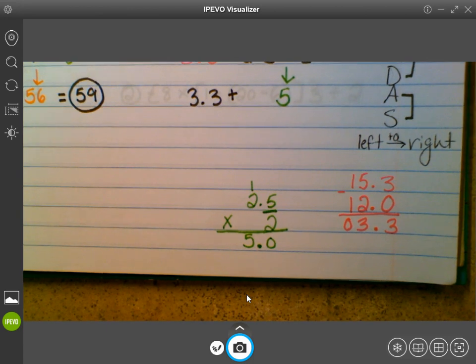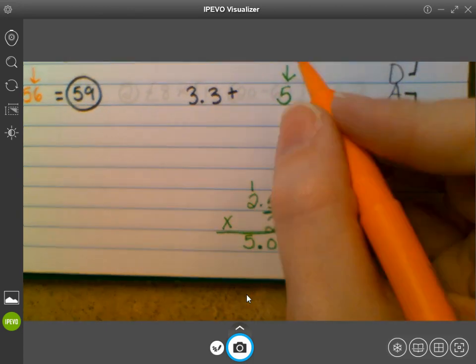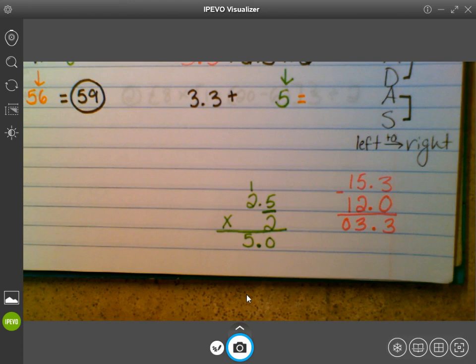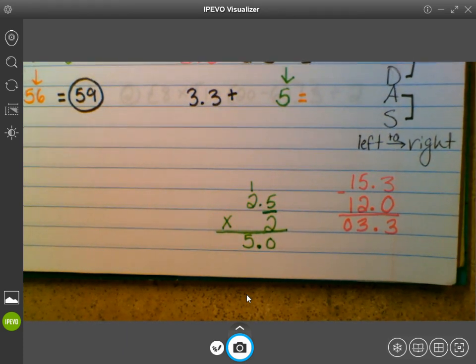Raise your hand if you can tell me what 3.3 plus 5 equals. What does 3.3 plus 5 equal? Whisper to the person next to you. What does it equal? Jack P., whisper to the person behind you. So 3.3 plus 5 equals what? On the count of 3, tell me. 1, 2, 3.